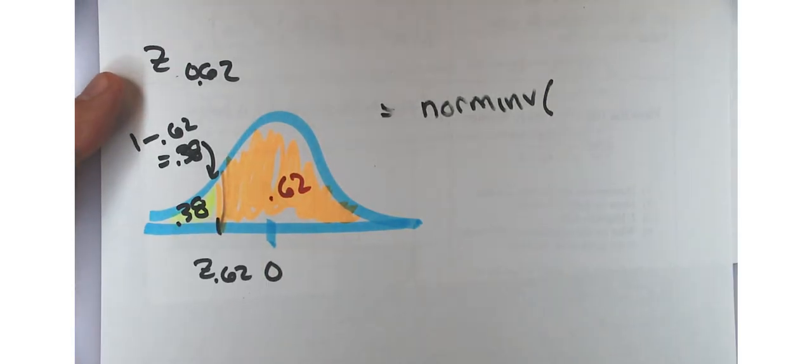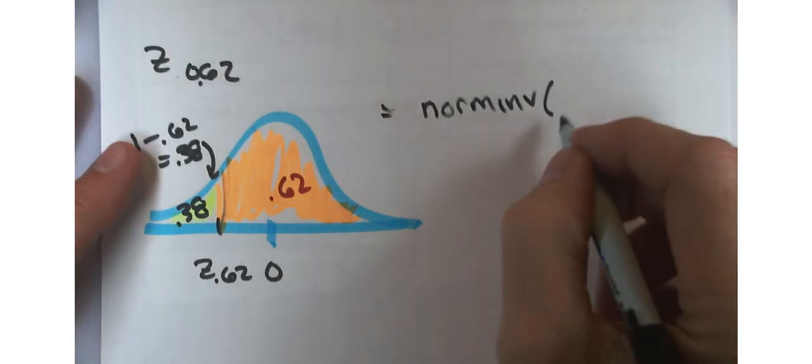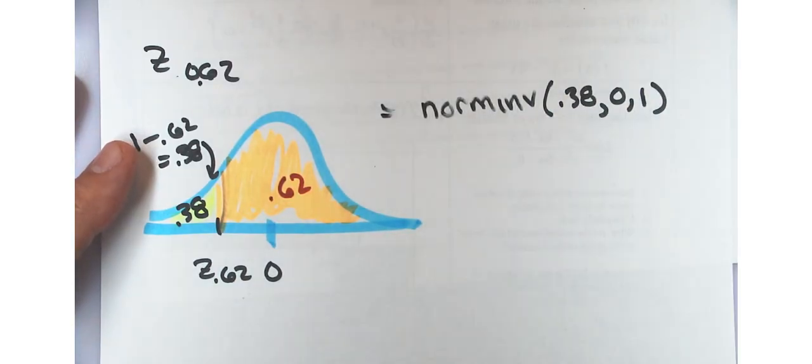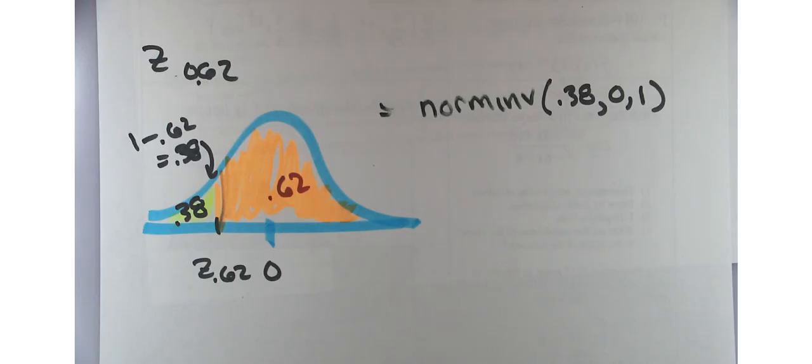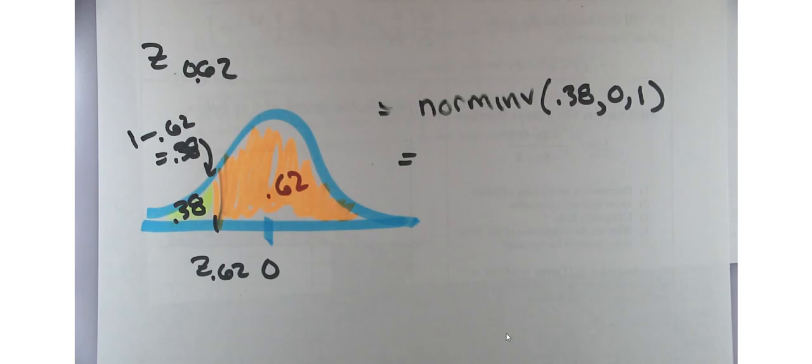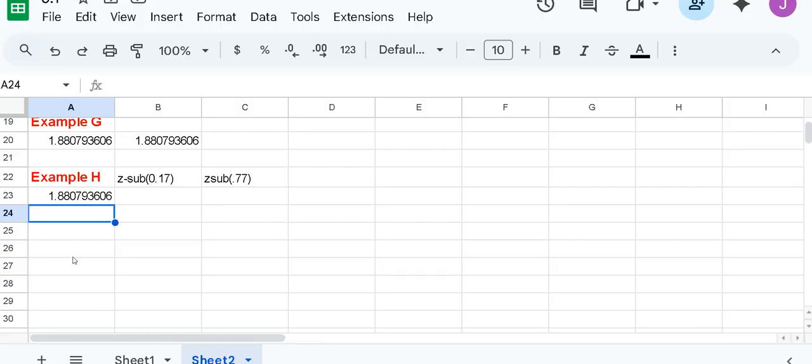Google Sheets works with the area in the left tail. So norm inverse of 0.38, comma 0, comma 1, that's going to give us our correct z value. Let's see what that will be. And I'm just going to make that a 0.38. Does it make sense that it's negative? Yes. Yeah, we expected it to be negative.